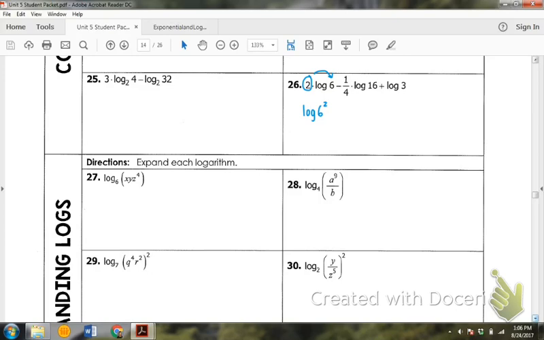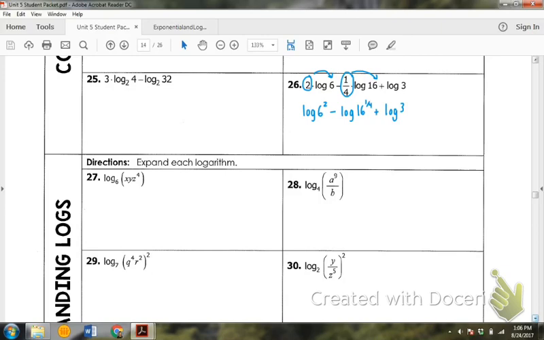Do I have any other powers? Lexi, what other power do I have? We just took the 2 over, didn't we? Yep. So then you take the fraction over, the 1/4, right? So we have minus log 16 to the 1/4 plus log 3.